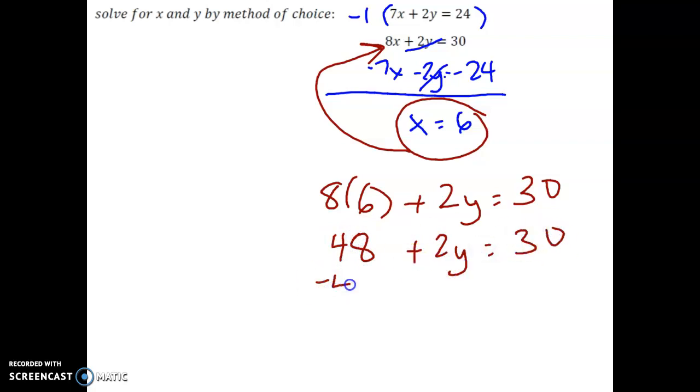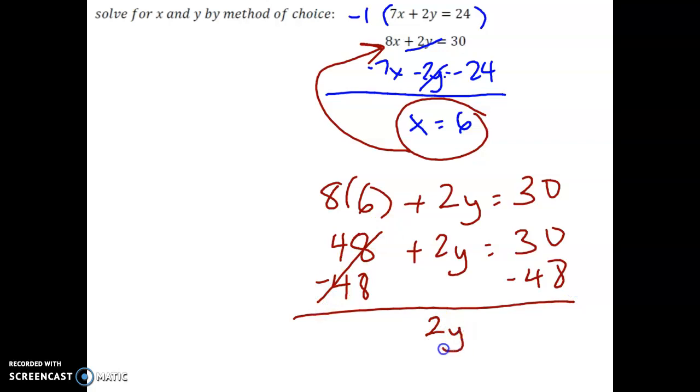Trying to get y by itself. So I'll subtract 48 from both sides. Those are opposites. They cancel out. Dividing both sides by 2, I get -9. So my final answer is the point (6, -9).